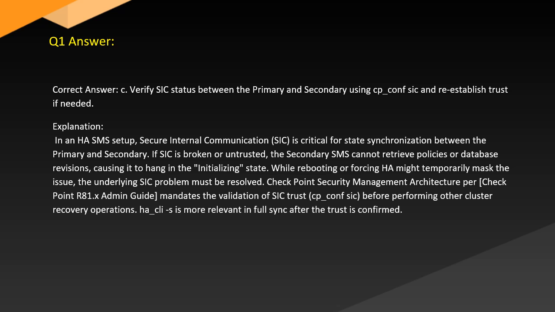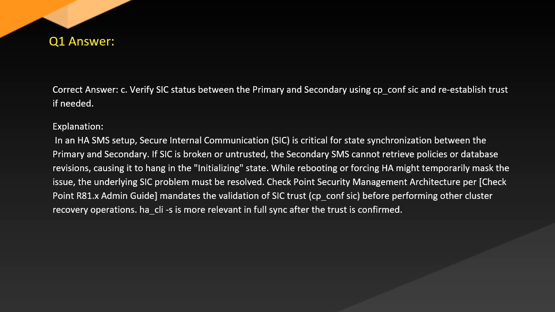Answer. Correct answer, C. Verify SIC status between the primary and secondary using cpconfig and re-establish trust if needed. Explanation. In an SMS setup, Secure Internal Communication (SIC) is critical for state synchronization between the primary and secondary. If SIC is broken or untrusted, the secondary SMS cannot retrieve policies or database revisions, causing it to hang in the initializing state while rebooting.